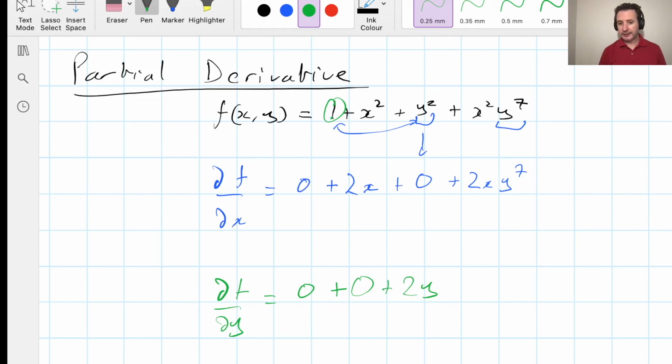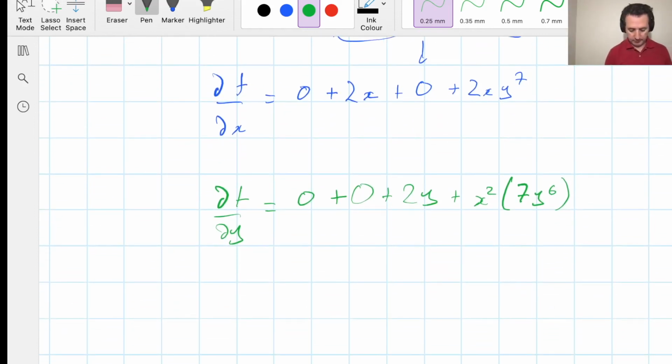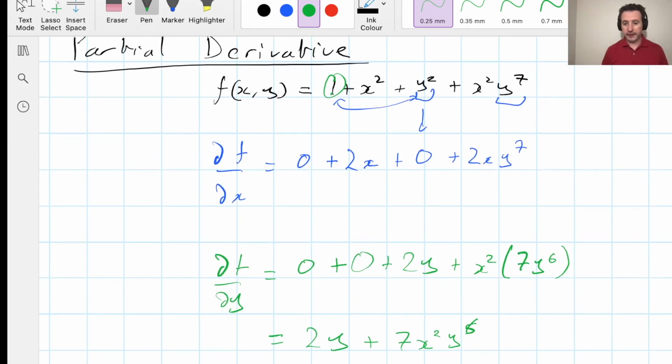Derivative of x squared times y to the power of 7. Well, the x squared stays as it is. And we differentiate y to the power of 7 to be 7y to the power of 6. And we can tie this up. I didn't do it with the other one, but that's 2y plus 7x squared y to the power 6. And that is the rate of change of our original function with respect to y. And this is the rate of change of the original function with respect to x.